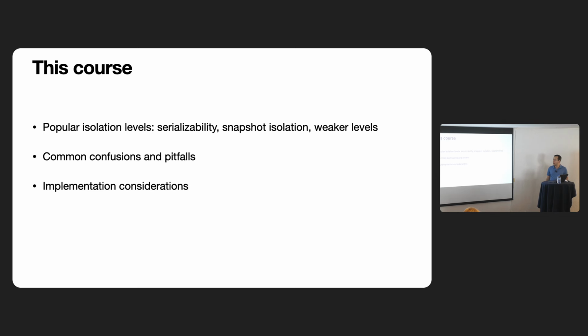In this course, I'll explain some of the popular isolation levels, in particular serializability, snapshot isolation, and some of the weaker levels. I'll highlight some of the confusions and pitfalls that people often have when they work in this area. And so that it's a bit more entertaining and not just a sequence of strange examples, I'll also talk a bit about implementations, like how you actually implement this or that level. Okay, this is the introductory part. I'm happy to take questions, so please interrupt me if something is unclear.